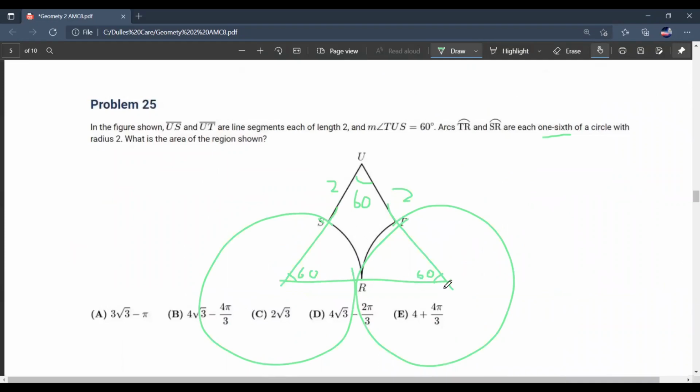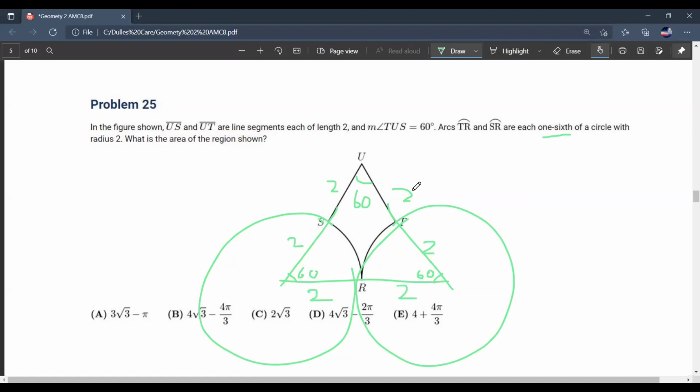So we can find this area. If we can find the area of the equilateral triangle and then subtract the two pizza slices, or the two slices of the circle, then we're done, right? So now let's first find this length. We know that the radius is 2, so 2, 2, 2, 2. So the side length of the equilateral triangle is 4.